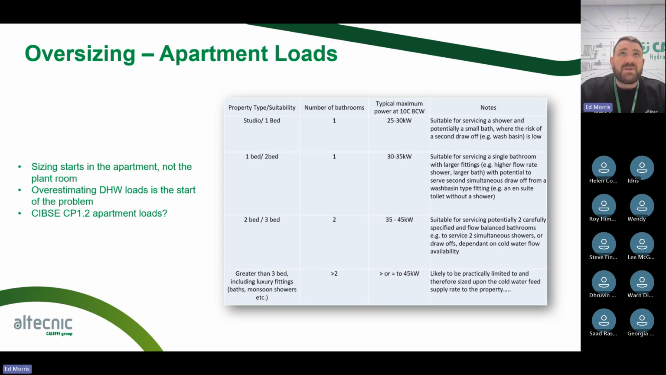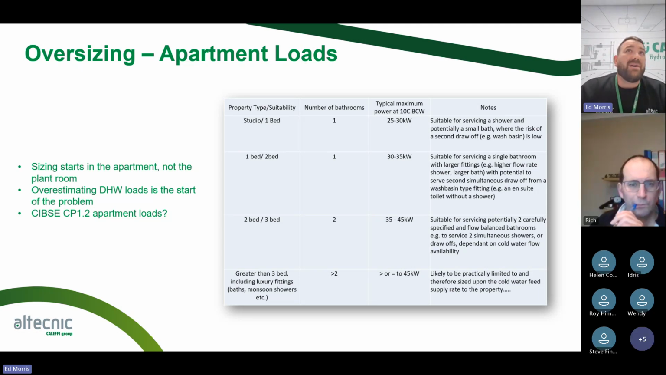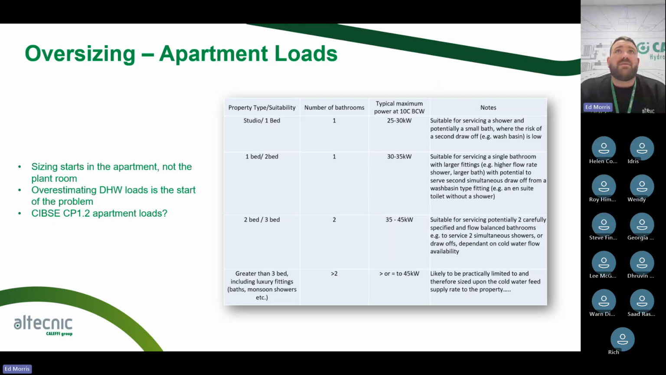And CIBSE CP1 offers some kind of guidance as to where we are with apartment loads. So we can see there, you've got studios and 1 bed flats, 1 bed, 2 beds, 2, 3 beds, and bigger than that. So you can see the typical demand, or the expected demand, that should be available. This is available from CP1. Should you want to take up any of the information from there, it's always a good reference guide, and also a good course to do if you want to get a qualification for something like that. But it gives you an insight into exactly where we're looking at.